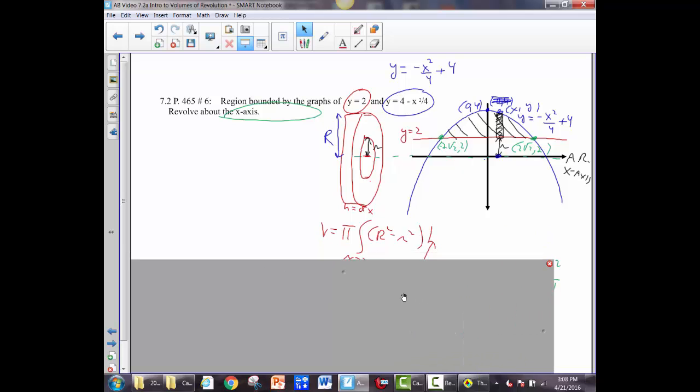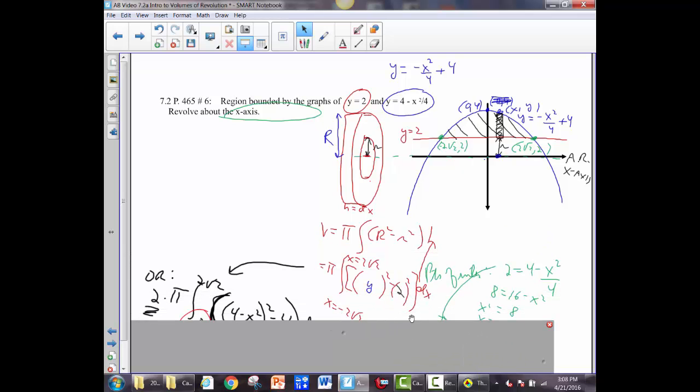So it is a washer. It's pi big R squared minus little r squared h. My h is horizontal, which is dx. So it goes from left border to right border, which is those points of intersection we found.